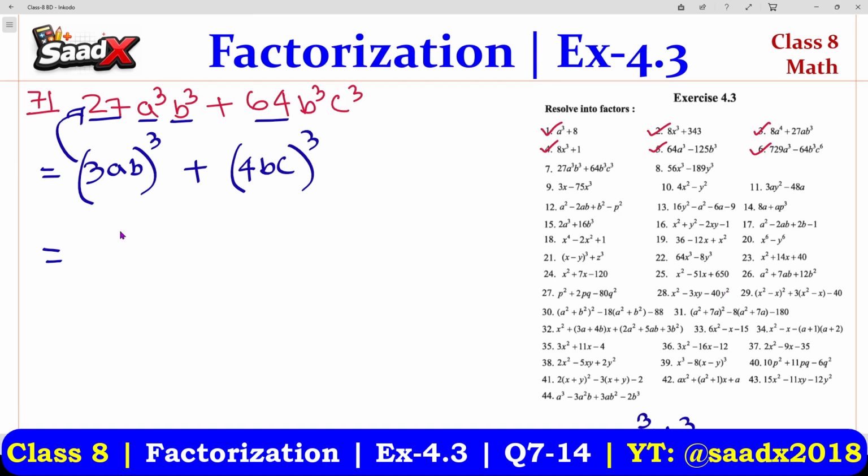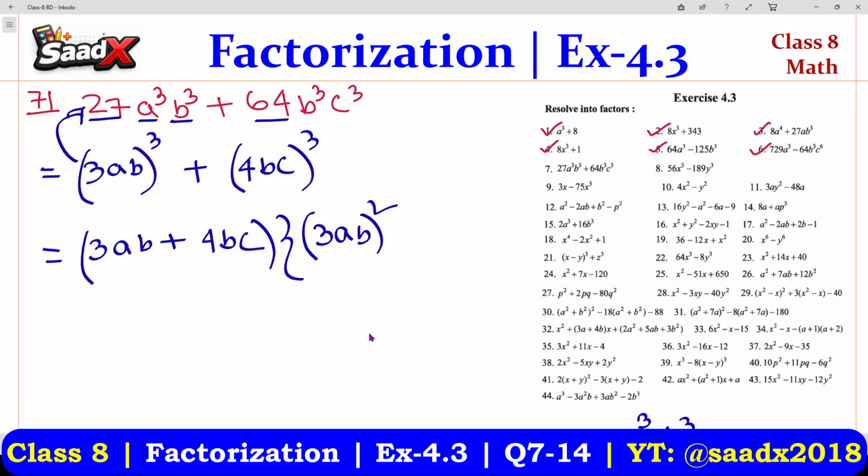In this case first a + b. It means 3ab plus, and then we can write this one is a 4bc. Then a², it means (3ab)², minus ab. ab means 3ab times 4bc. Then plus b², it means (4bc)².